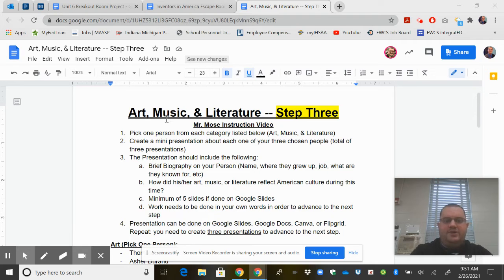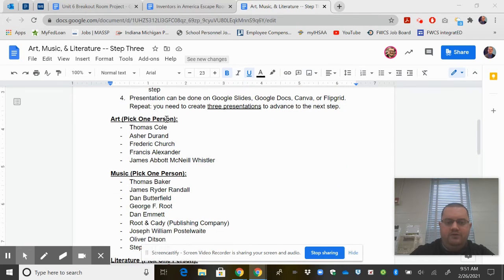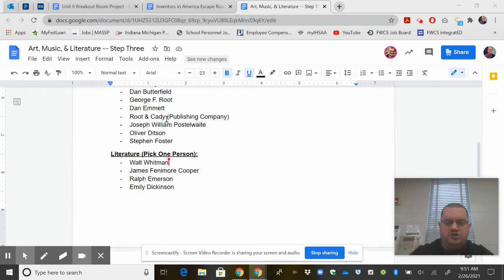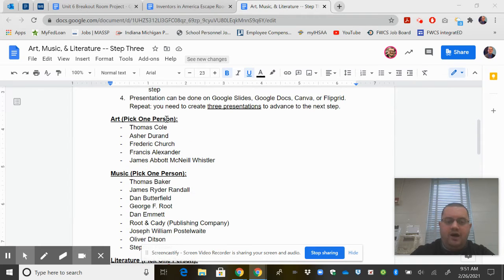For this step, this is a little bit different than the past steps, but I think you're going to enjoy it. What we have is three different categories: art, music, and literature. I'd like you to pick one person from each category that are listed below. There are some art people, some music people, and some literature people. These are all famous musicians, writers, or artists before the Civil War that existed in the United States.